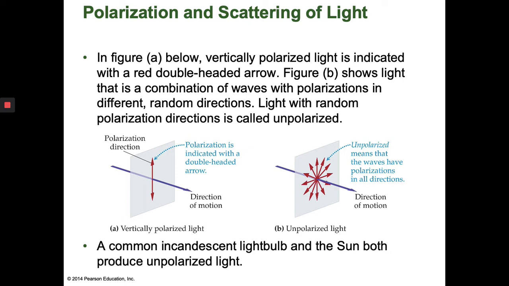So here's another picture to represent this. Picture A shows vertically polarized light. Picture B shows what we call unpolarized light. That's light with electromagnetic waves coming in all different directions. All right. So an incandescent light bulb, the sun. These are all examples of sources that produce unpolarized light, light that goes out in all directions.